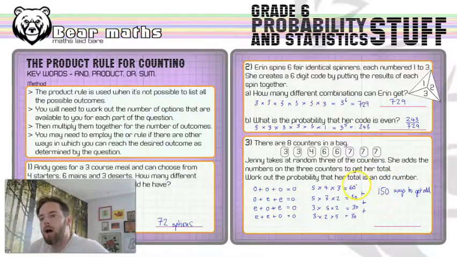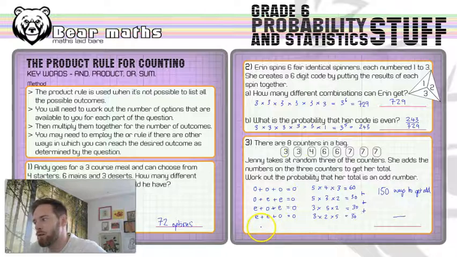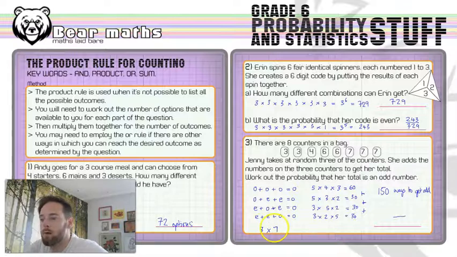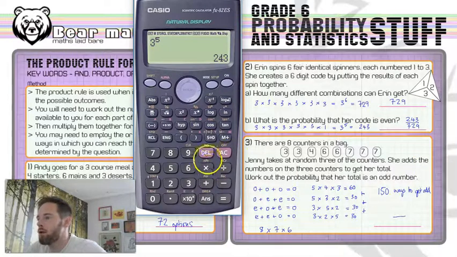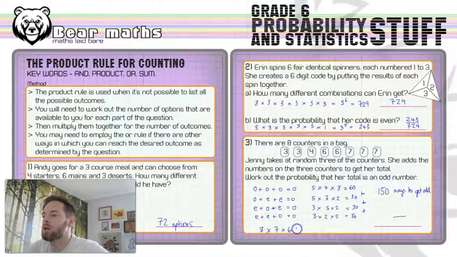Now, we need to know the total number of ways, because we need to write our answer as a probability. We know that the numerator is going to be 150. We need the denominator. That's the easy bit of this question. There are 8 counters in the bag, so you've got 8 options for the first number. So there's 8, and then you multiply it by 7, and then by 6. If you work out 8 multiplied by 7 multiplied by 6, you get the total number of outcomes, just like in the first question, which is 336. So we've got 150 out of 336.